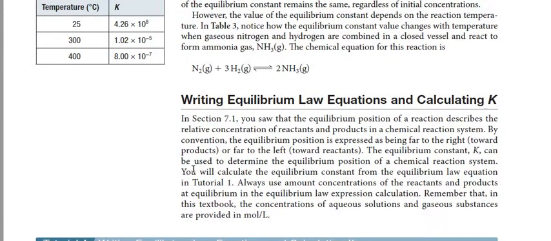Now, writing equilibrium law equations and calculating K. In section 7.1, you saw that the equilibrium position of the reaction describes the relative concentration of reactants and products in a chemical reaction system. By convention, the equilibrium position is expressed as being far to the right toward products or far to the left toward reactants. The equilibrium constant K can be used to determine the equilibrium position of the chemical reaction system. You will calculate the equilibrium constant from the equilibrium law equation in tutorial 1.